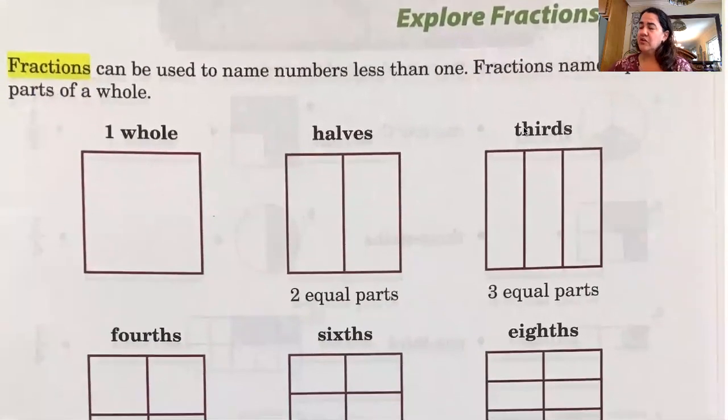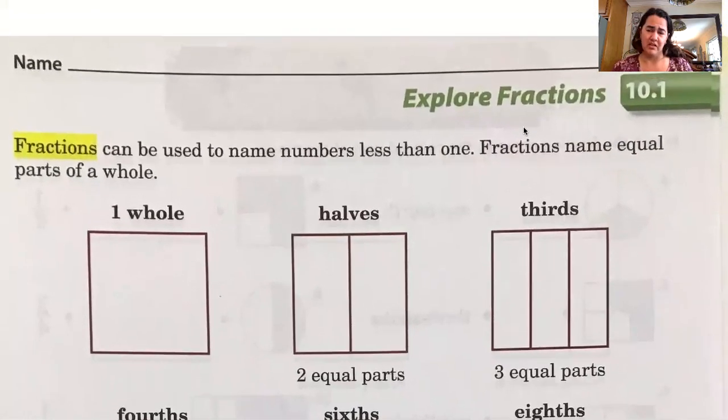Okay, we have our worksheet, and we're going to get to that in a minute. And let me show you right here. Let's read it together, and then I'm going to show you a little trick with a piece of paper. Okay, but first let's read. Fractions can be used to name numbers less than 1. Fractions name equal parts of a whole.